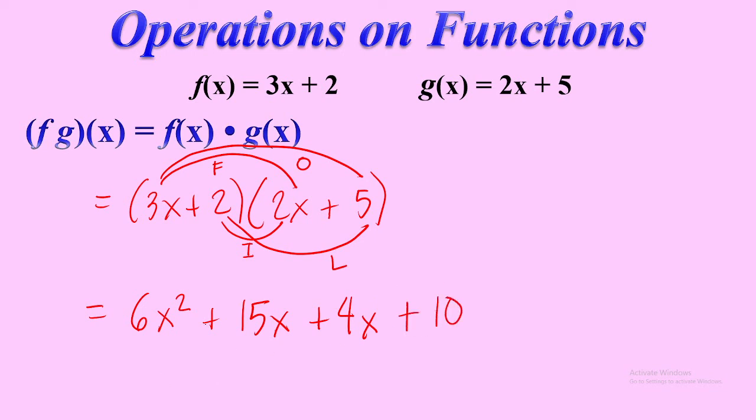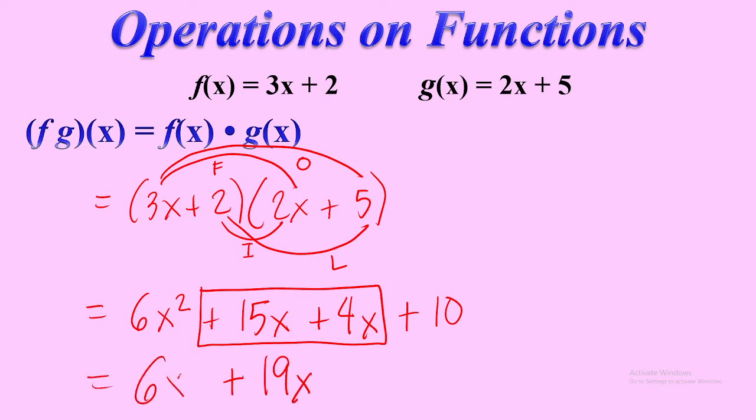Now, as you can see, there are like terms. So I'm gonna combine them. So positive 15x and positive 4x becomes positive 19x. Bring down 6x squared. Bring down 10. So that is the value of the product of the two functions.